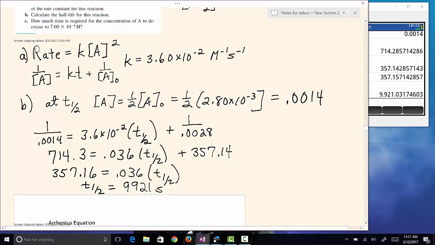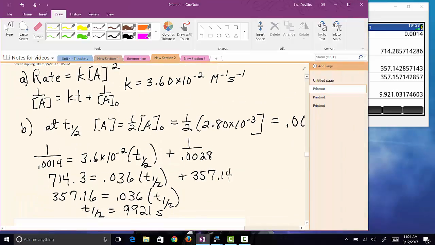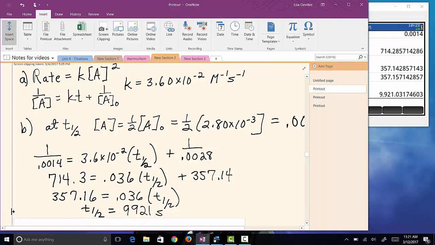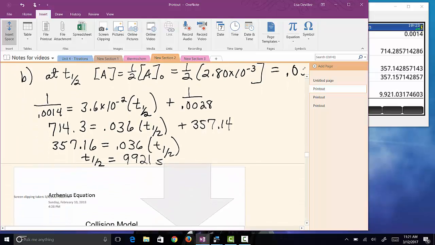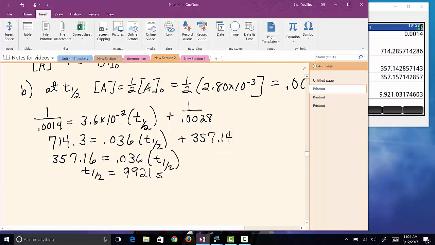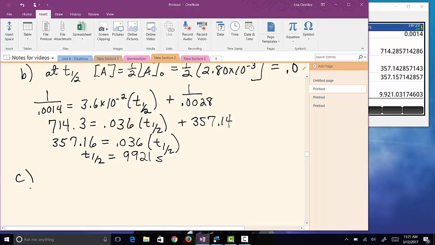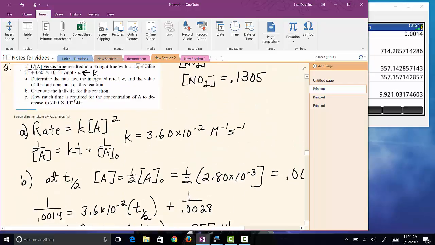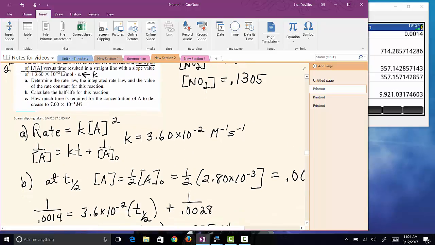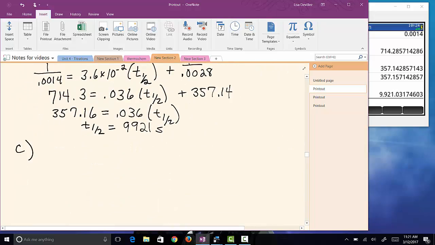Okay. All right, and then now let's put a little bit of room in here. So insert space, so I can finish the problem here. Okay, so part C on this, and going back up, says how much time is required for the concentration to decrease to 7 times 10 to the minus 4. So I'm going to have 1 over 7 times 10 to the minus 4 is 3.6 times 10 to the minus 2 times the time, and then plus 1 over 0.0028.